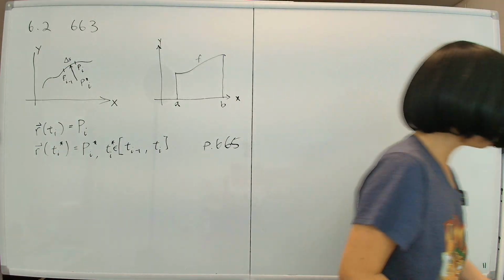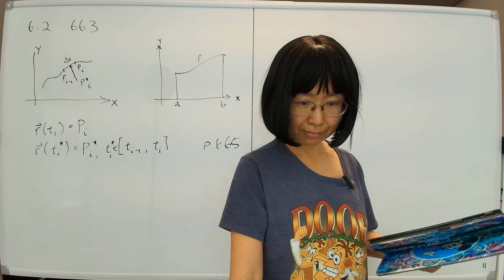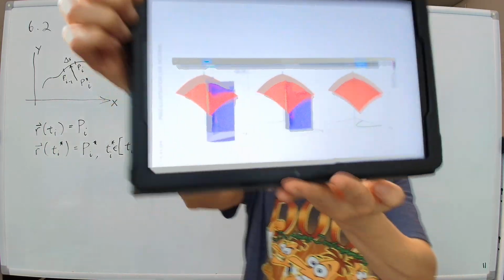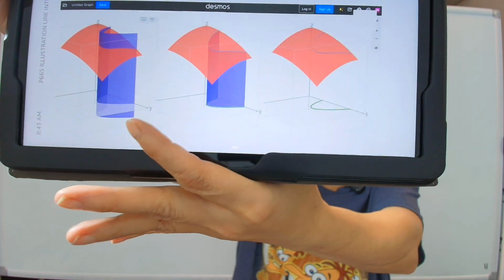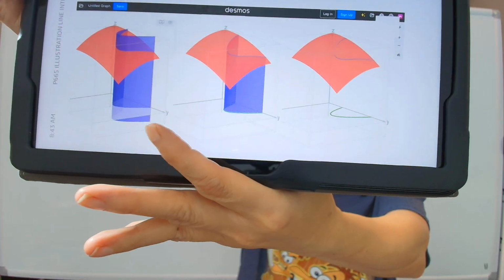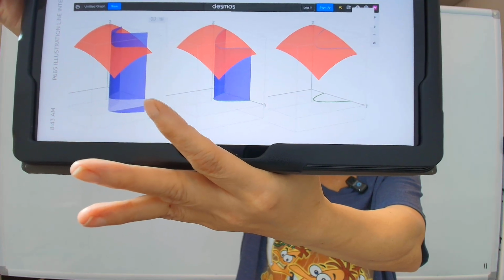Now, I also drew some pictures here to show you how this works. This is something I drew that's similar to what the book showed just now. I have two functions, okay, they intersect, right?